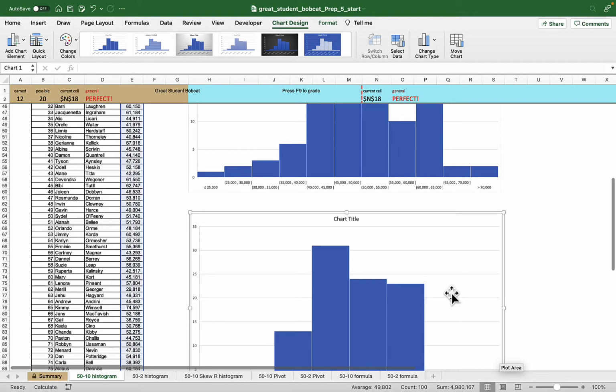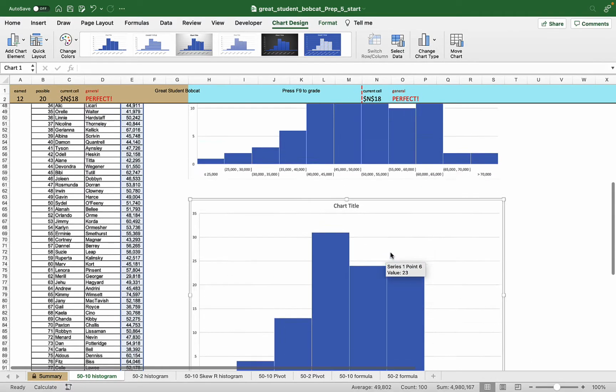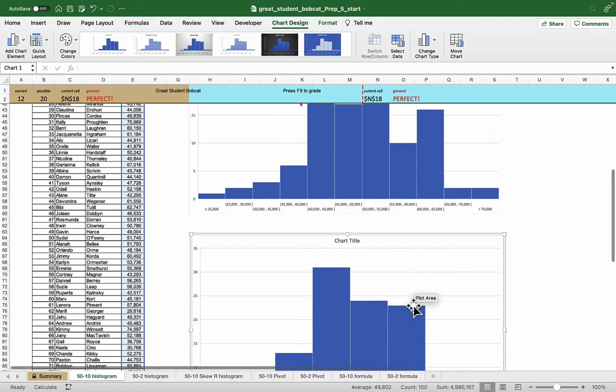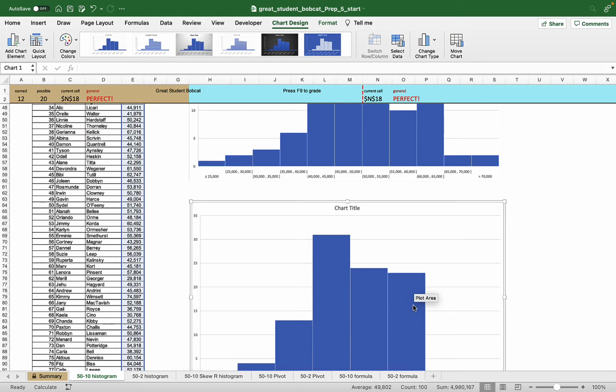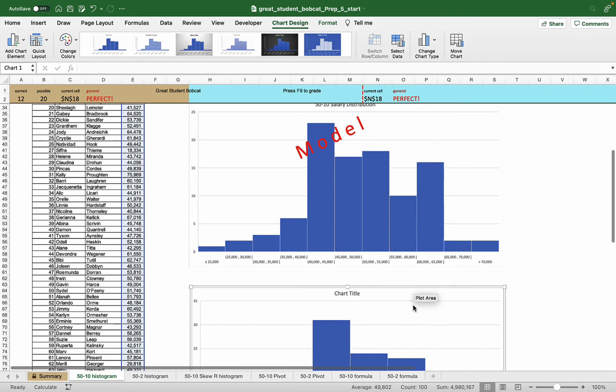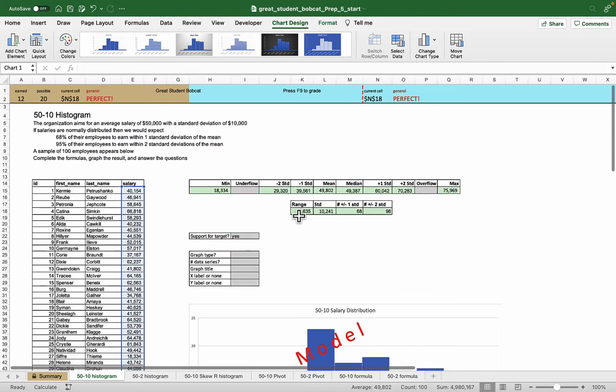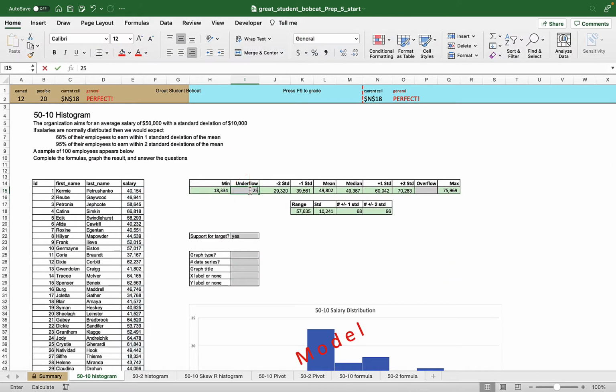Okay, and you'll notice that it looks different, right? The model's got more bars and so forth, but we can actually change all that. But in order to change all that, we actually have to look at the model, and in particular look at this, called the underflow value, the 25,000. It's going to be a catch-all at the lower end. And here's the overflow value, which is 70,000, so that's a catch-all at the upper end. So now we can come back here and put those in. So it's 25,000, 70,000.